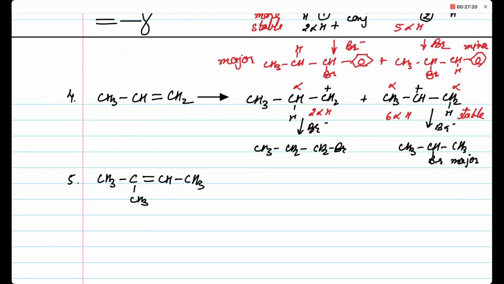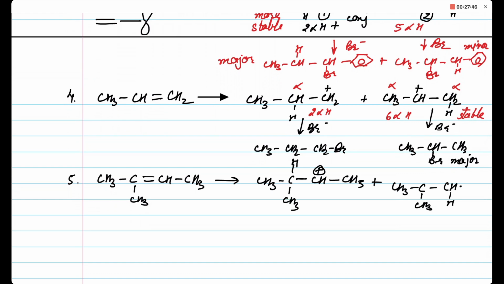Let's talk about the fifth reaction, fifth compound. Here we have CH3C double bond, no, now it becomes a single bond because we are going to convert it into carbocation. CH3, here we have CH3, and if we add hydrogen here, this is going to become the carbocation. If we had the hydrogen on the other side, CH3, C, CH3, CH, hydrogen added here, CH3, this is going to be the positive charge. Again, there is no aromaticity here. There is no conjugation here, but there is hyperconjugation.